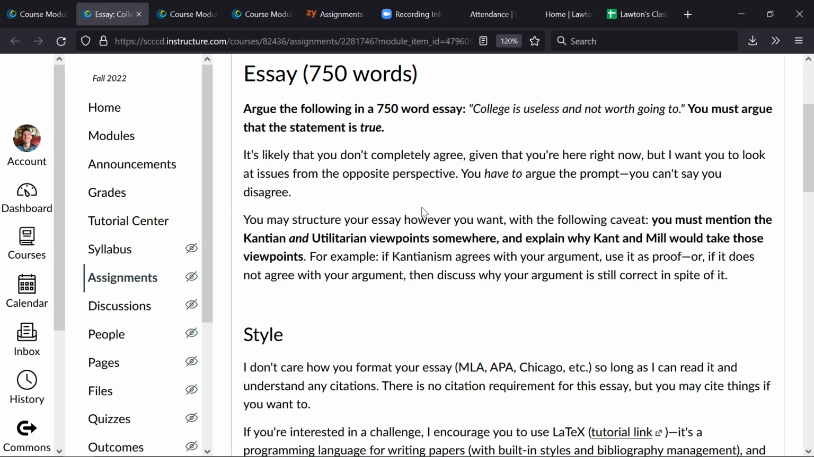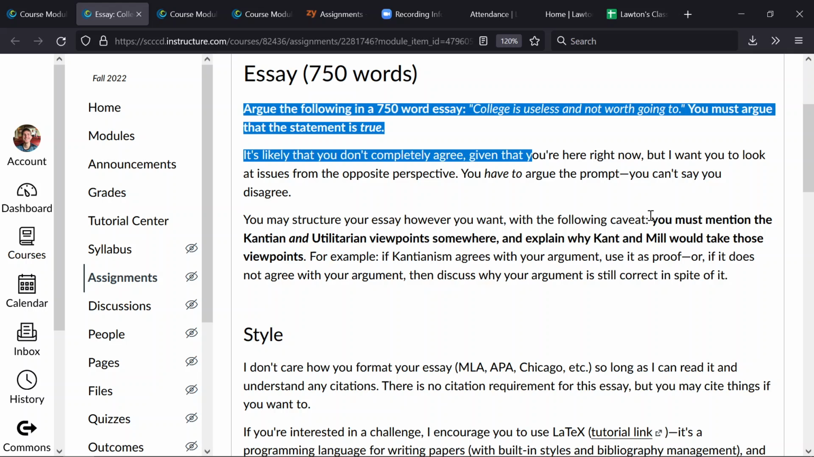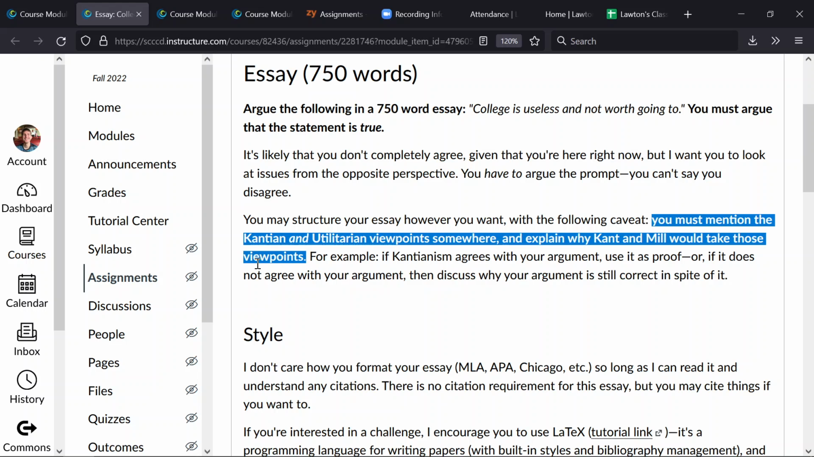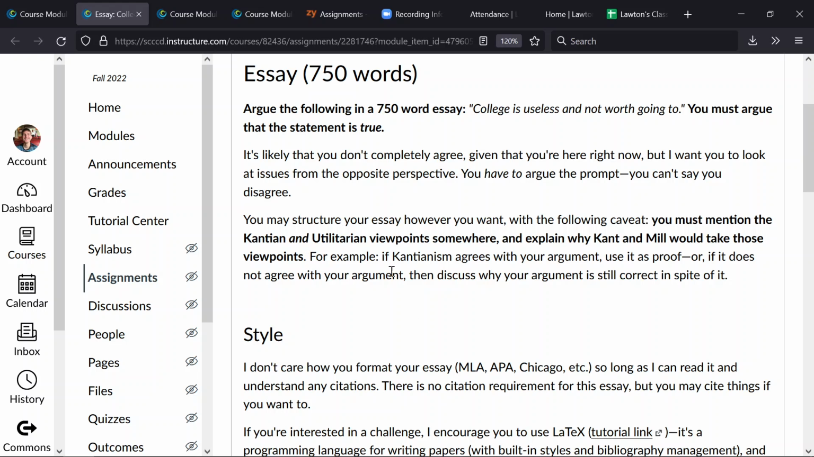Okay? So, here's your requirement. You can structure your essay however you want. Write it in whatever style you'd like. But here's the one thing you must include as well as arguing this, of course. You must mention the Kantian and utilitarian viewpoints. You have to tell me what Kant would think and what Mill would think. And you better explain why they would think that. Okay? You can use those for your argument, or you can bash them down for your argument. So maybe, for example, if Kantianism says exactly what you're trying to say, you'll use it as proof. Or if it says something that you're not trying to argue, then you better argue why your argument, which is against Kantianism apparently, is still correct in spite of what Kant might say.